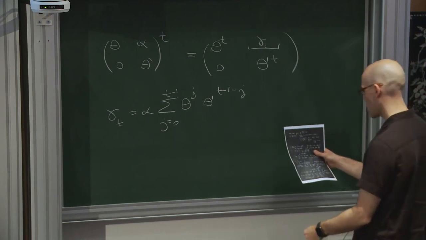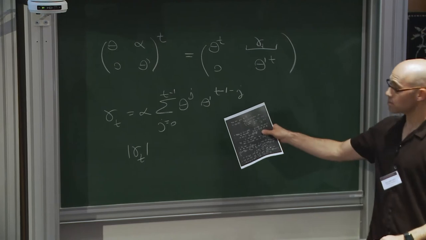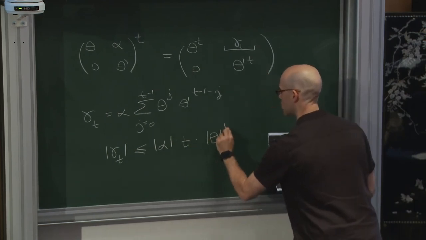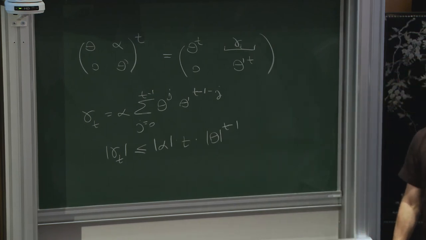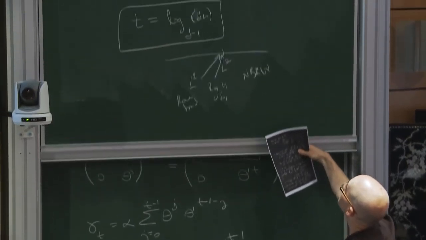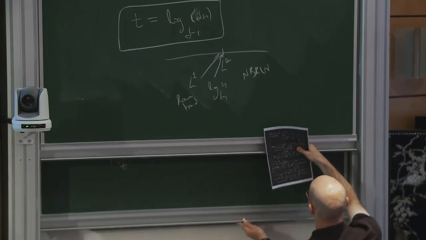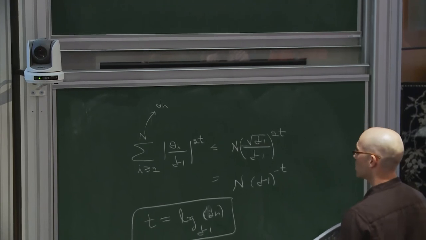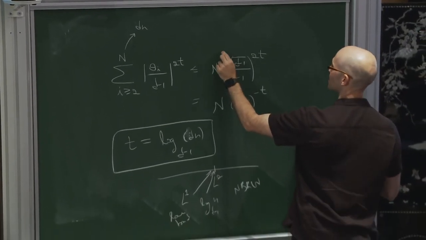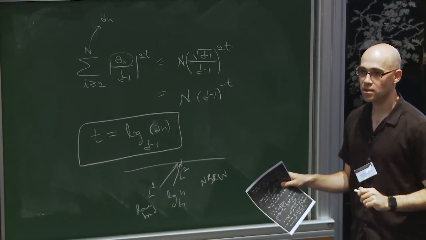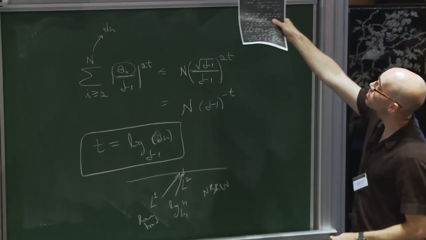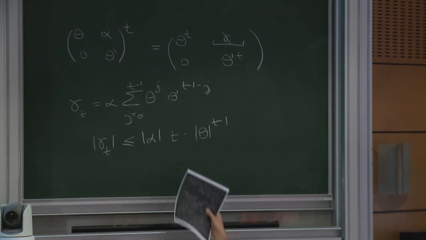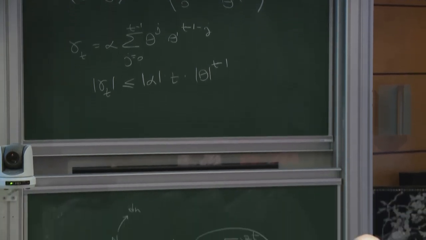So this value of gamma t is at most alpha times t times theta to the t minus 1. So instead of what we had above, let's replace this. Above, we sustained something like a value of theta to the 2t. So we had the theta to the t and then we squared it. Now there's an extra term that comes in from this off-diagonal entry. And this extra term is actually becoming dominant because it has an extra t in it.